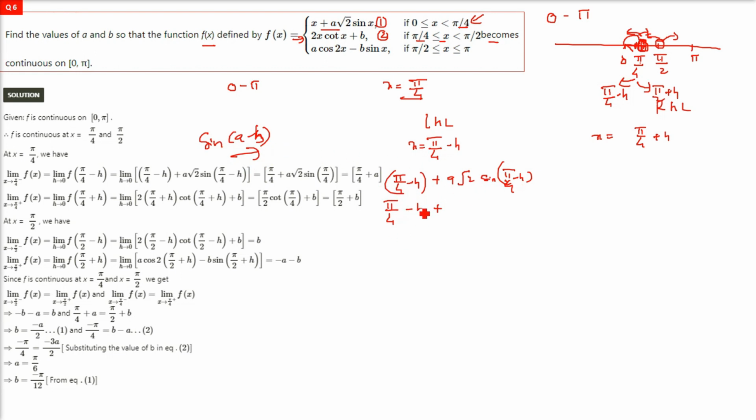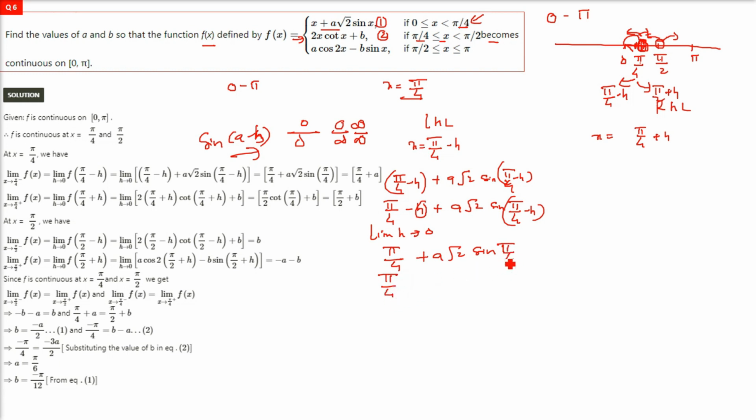But what I am going to do is, I am going to apply the limit directly. Why? Because I can see in this particular expression, if I apply the limit h tends to 0, I am not getting any undefined form like 0 by 0, 0 by infinity, infinity by infinity. So all are defined. If you put h as 0, we'll get a defined value of this function. So just put h equals 0. Pi by 4 plus a root 2 sin pi by 4 will come. Okay.